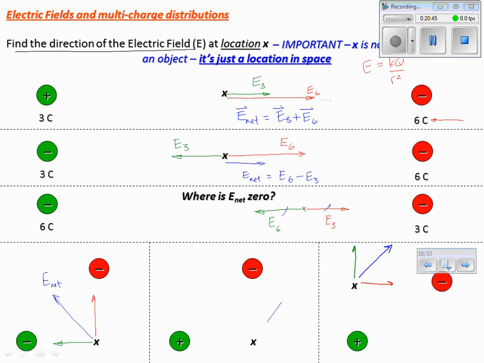We'll work on problems when we get back into class tomorrow. But there's the nice thing right now: there are only two equations you need that can quantify electric field strength. So you should be comfortable with those equations, and we'll pick up there tomorrow. Thanks.